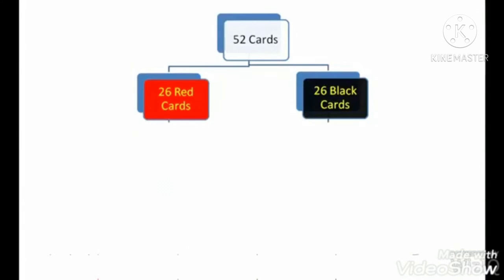If one card is picked from 52 cards, what is the probability that it would be black? So the number of black cards is 26 and the total number of cards is 52. So the probability of getting one black card will be 26 by 52. That is 1 by 2.